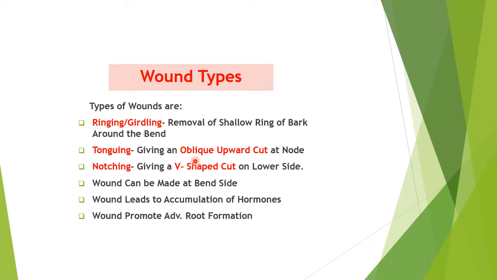A wound can be made at the bend side. What is the wound doing? A wound leads to accumulation of hormones. Where you are making a wound, since the hormones are polar, they are going from the upper pole to the lower pole, and they start accumulating in the cut area or the wound area, and it promotes adventitious root formation.